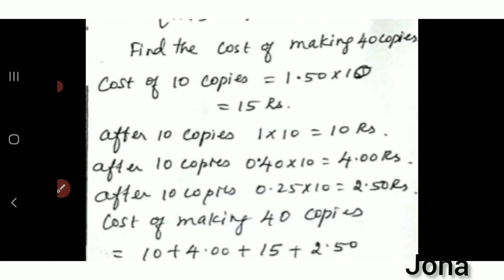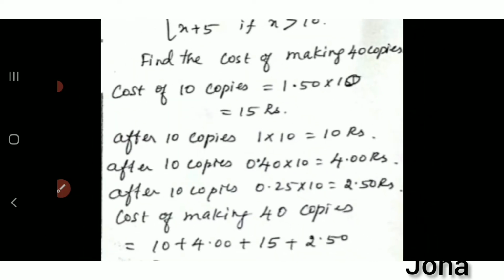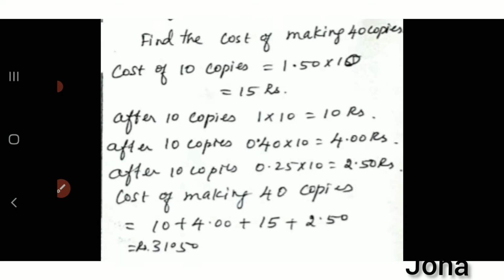While calculating for the 40 copies, we have to split this as up to 10 copies and after 10 copies, and again after 10 copies, and again after 10 copies. Like this we have to split so that we have the total for 40 copies there.